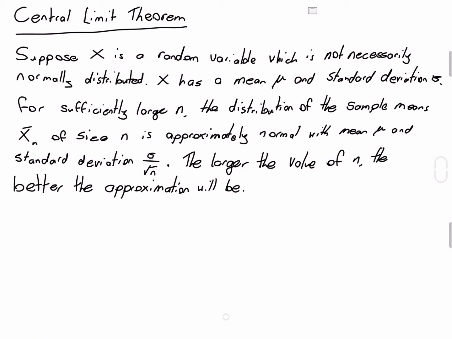For a sufficiently large value of n, the distribution of sample means, which we know is just x-bar (x with a line above it), of size n, is approximately normal with a mean of mu and a standard deviation of the standard deviation divided by the square root of the number of samples that we're taking. The larger the value of n, the better the approximation is going to be. So remember, this is just going to be an approximation.